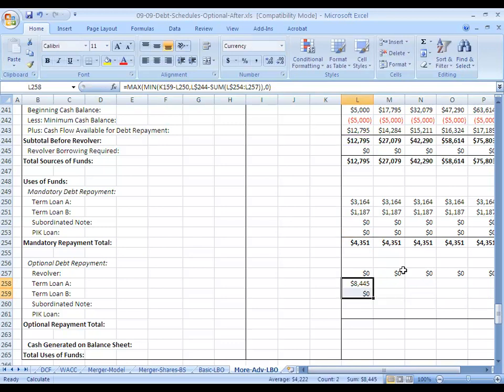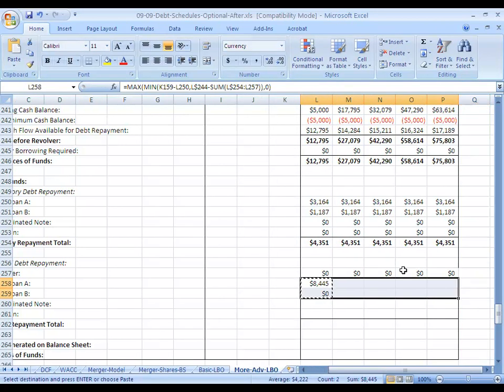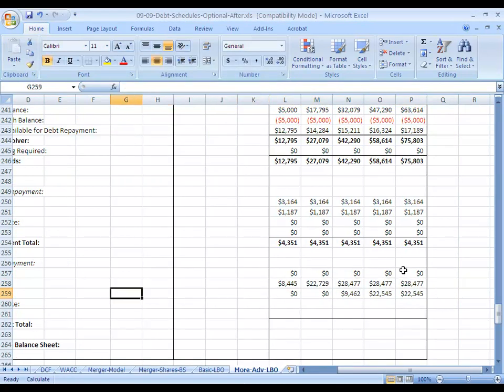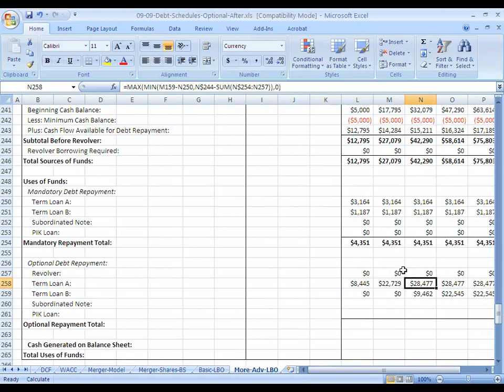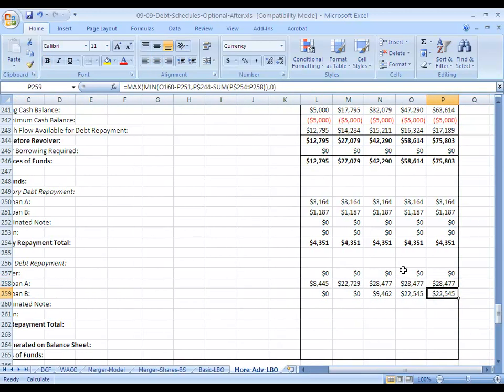So with that in place, we're going to copy these two formulas all the way across. And we see here that we're repaying a huge amount of term loan A and term loan B debt each year. This is not correct. The problem is that, once again, on the balance sheet and cash flow statement, we have not yet taken into account these changes on the debt schedule. So once we go in and link together the statements, this will start to look correct.